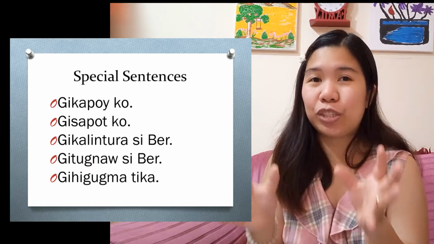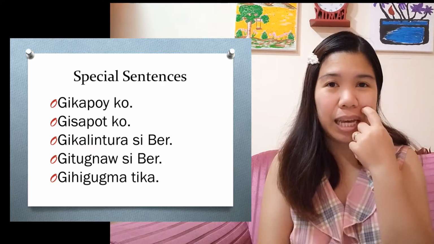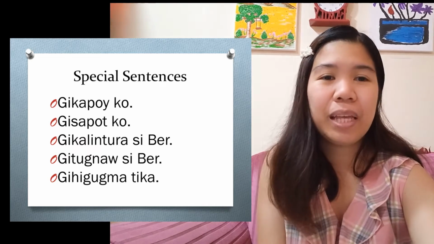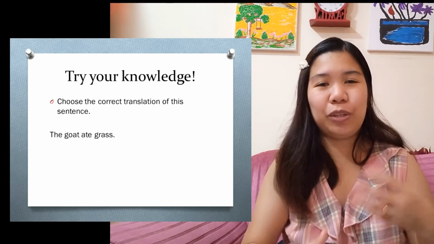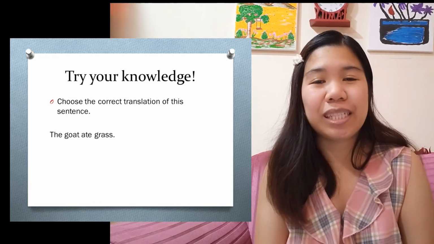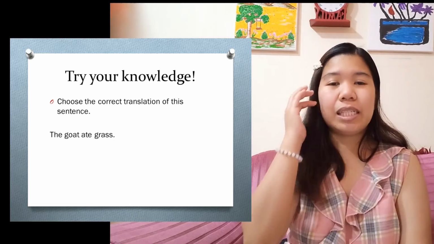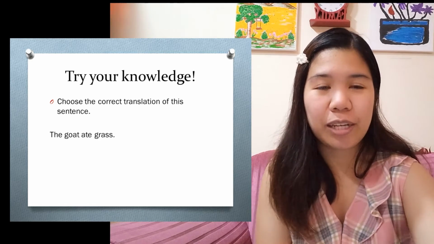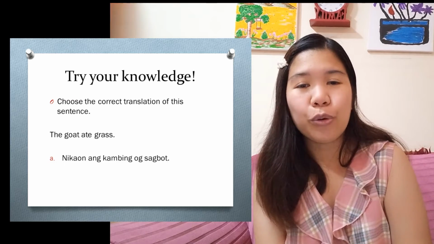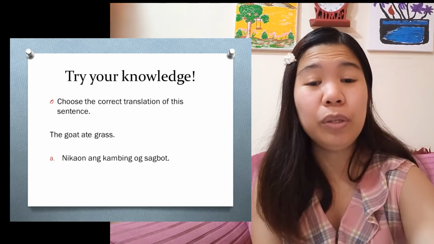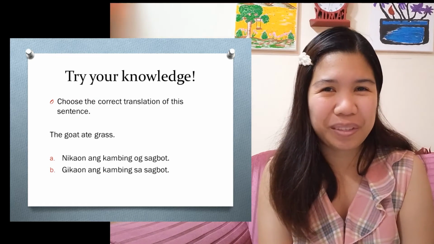Gi for passive actions, or you add gi to show your emotion or your state of feeling or being. Let's have some examples. Let's have a quiz. Choose the correct translation of these sentences. First sentence, the goat ate grass. What do you think is the correct translation? Is it A, nikaon ang kambing ug sagbot? Or B, gikaon ang kambing sa sagbot? What do you think?